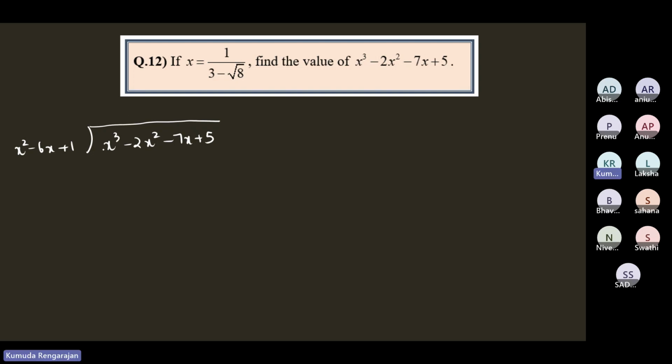The algebraic division. Divide the first term of the dividend by the first term of the divisor. Step 1: x cubed by x square. What do you get? x. Now you should multiply this x with the divisor x square minus 6x plus 1. So write x here in the quotient and multiply this x with x square minus 6x plus 1.